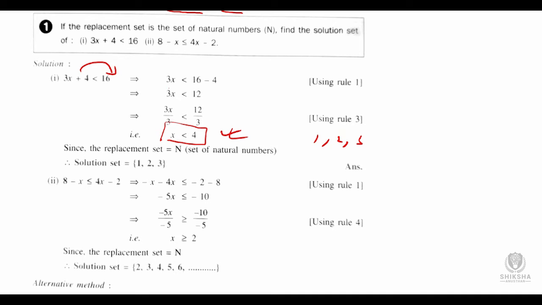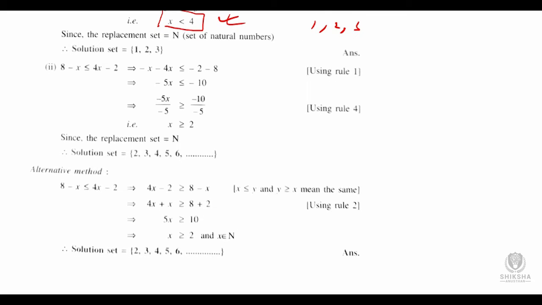Same goes with the other examples. Now if the answer comes like x greater than or equal to 2, then, as you know the natural numbers go to infinity, we can write 2, 3, 4, 5, and then you can put the continuation marks, the dot dot dot.